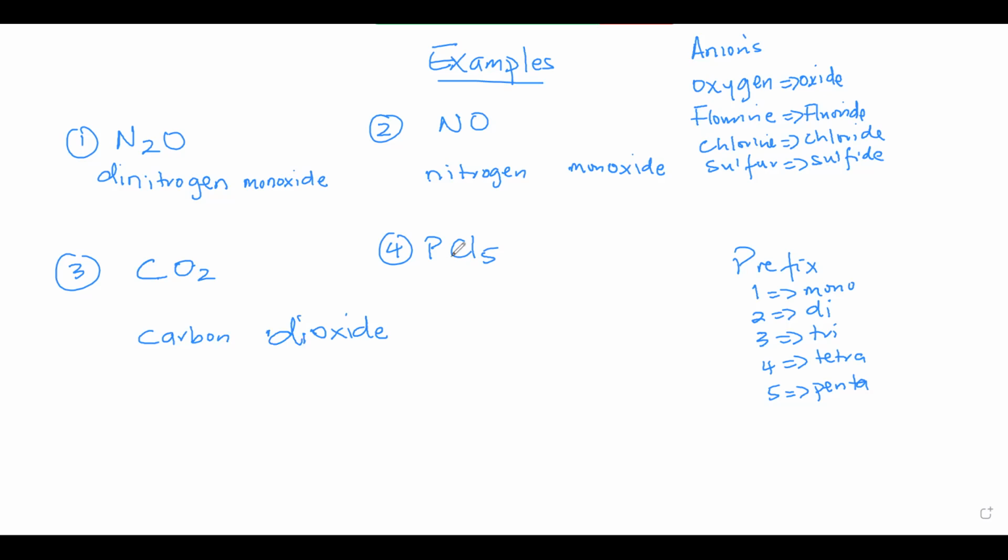For this one, the first element is phosphorus. The second element is chlorine, so the IDE name is chloride. The first element is one, so we don't write mono here, according to the rule. Then there are 5 chlorine, so 5 is penta: pentachloride. So very, very easy.